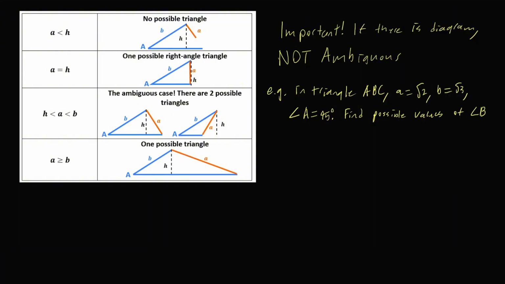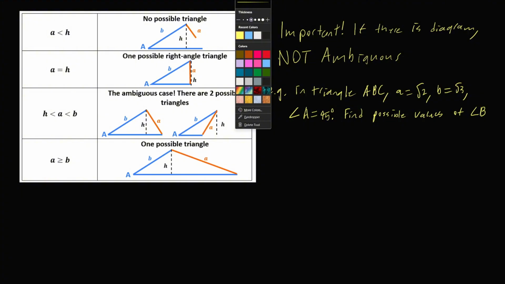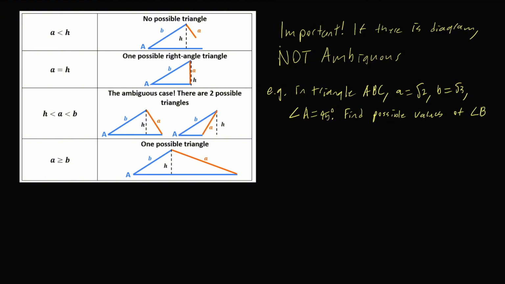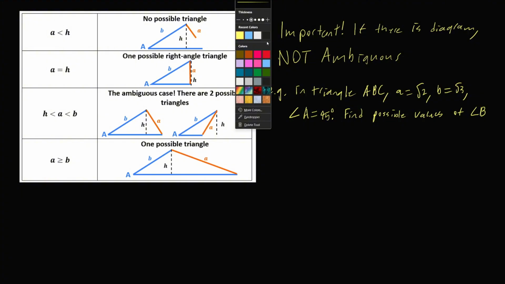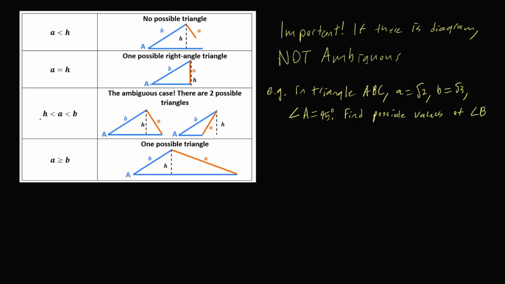it's greater than H and less than B, then there are two possible triangles, as you can see in the diagram. And lastly, if it's greater than B, there's obviously just one possible triangle. But we're focusing on the case of when it's less than B but greater than H.